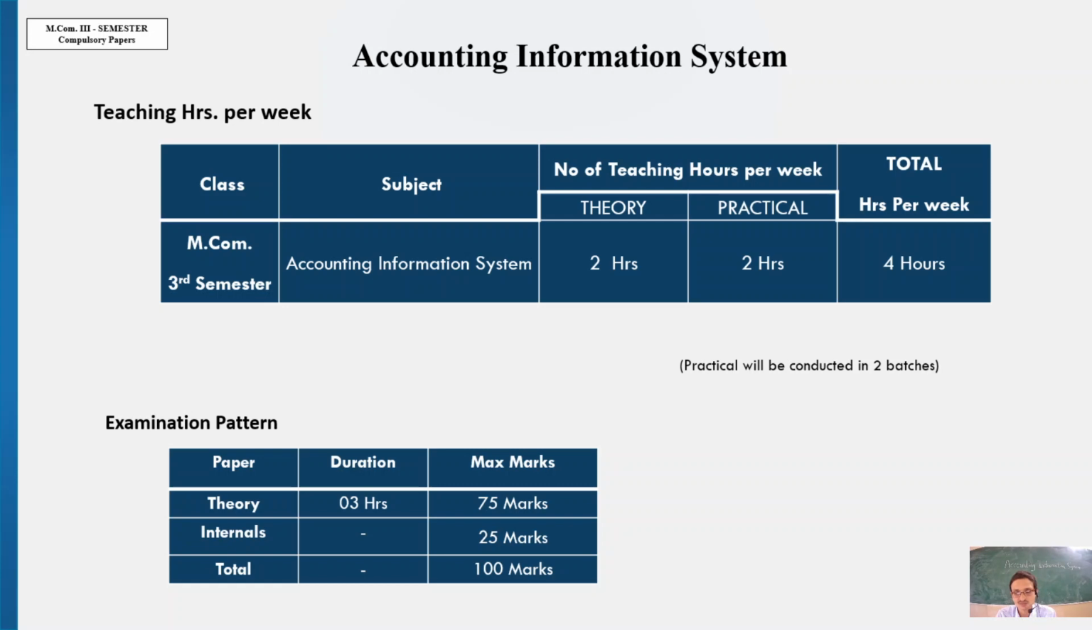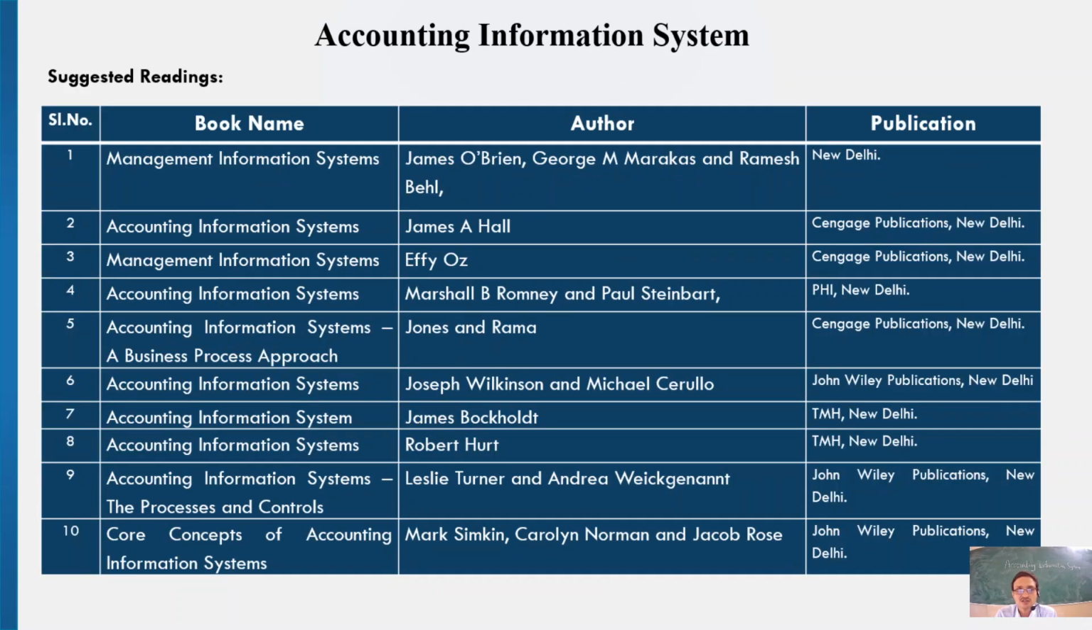So total 100 marks. Some suggested readings or reference books you may note down. Especially Management Information Systems by James O'Brien, Accounting Information Systems by Hall, and MIS, and Romney and Steinbart. Many authors are there. We are going to cover some of the topics by picking some text from these authors. So you may note down these suggested readings. Most of the readings mentioned here are available in your library, and some we are going to give you while conducting online classes. So you may note this down.